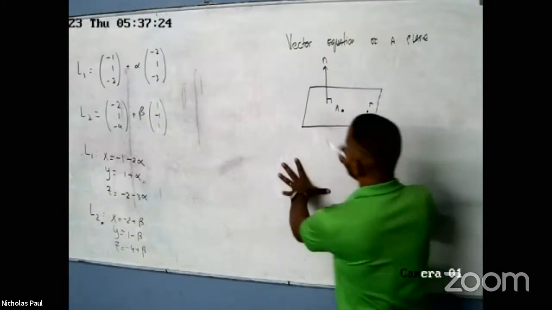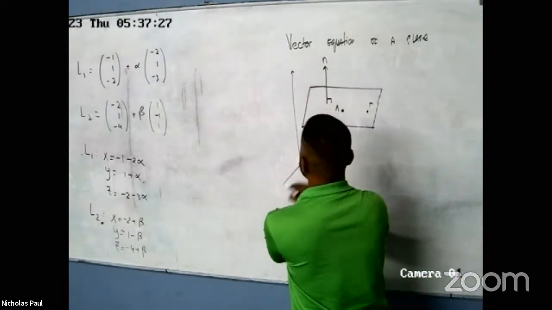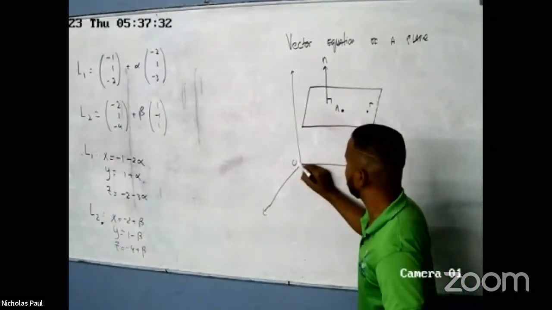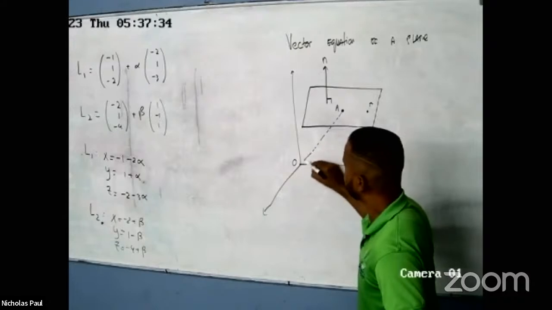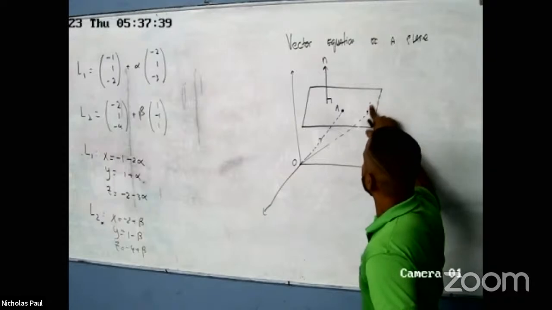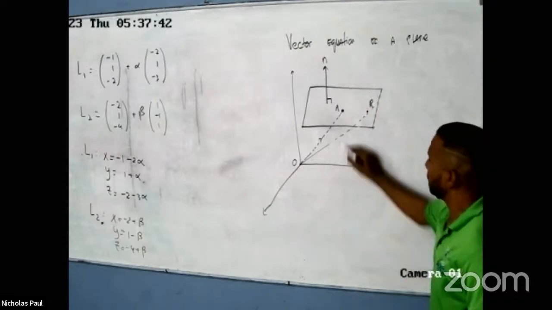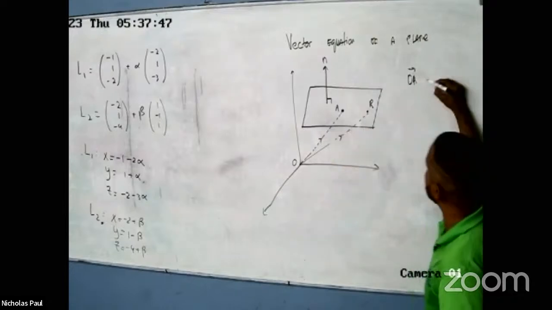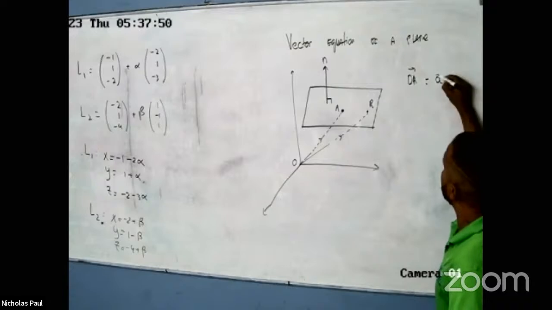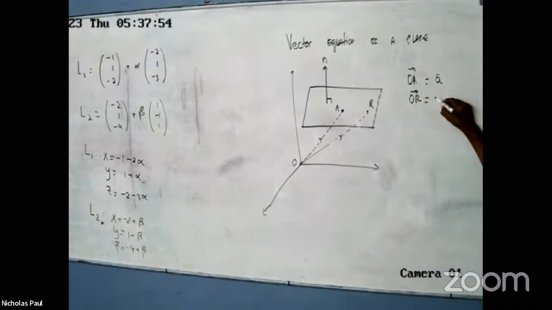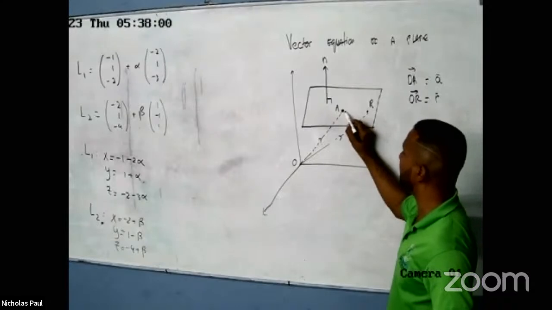Let's draw them. Let's draw them relative to the origin. The position vector OA, let's call it small a. And the position vector OR, let's call it small r. So can we find AR?